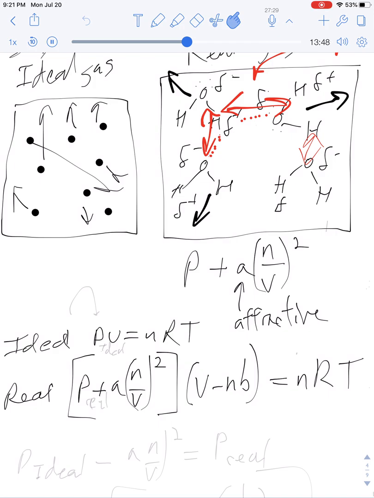One second here. I have to do a little math. And that will give you a chance to copy down that equation.